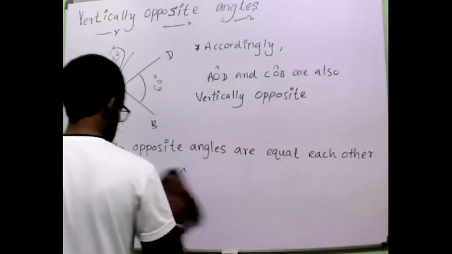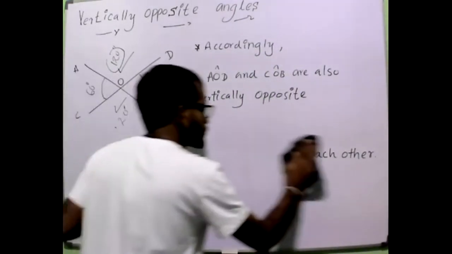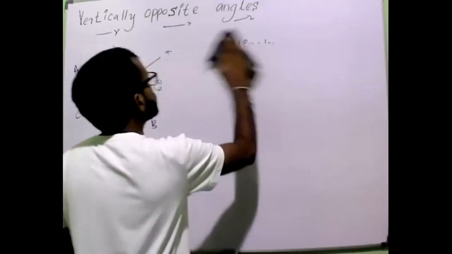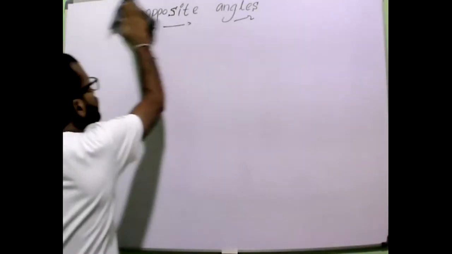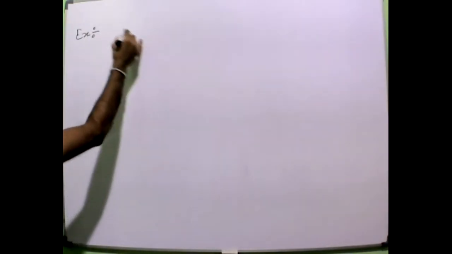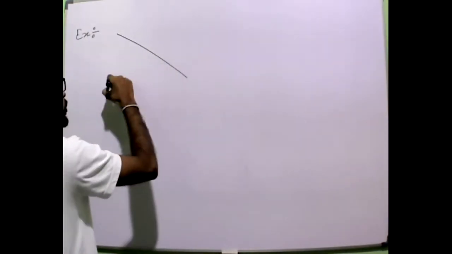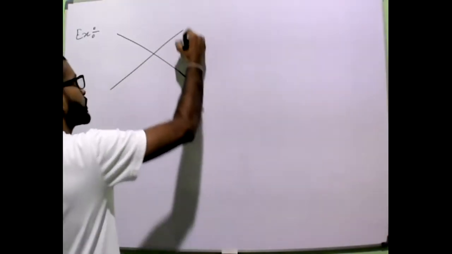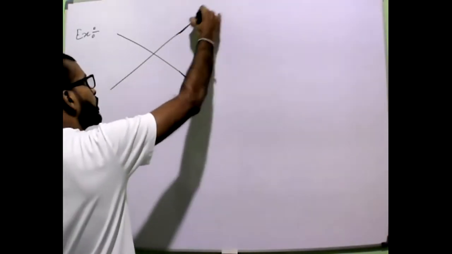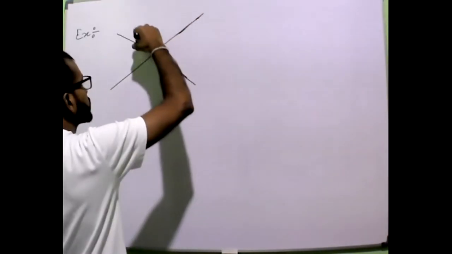let's do some examples. Now, example number one. I will draw something like this. Now, don't do anything. Look at the board, right? Don't write. If you want to write, you can pause the video and write this down, right?